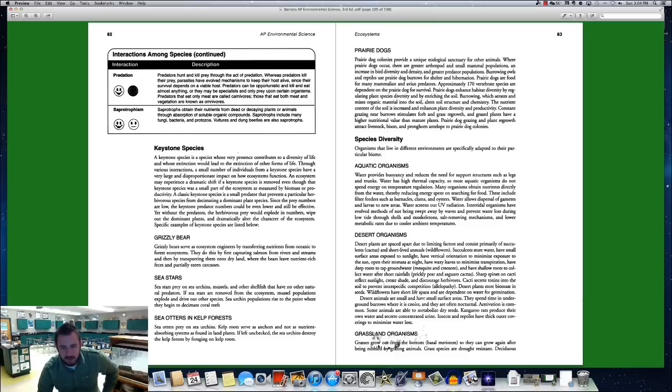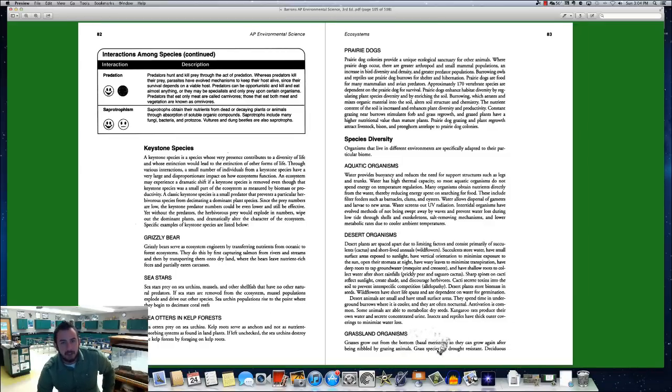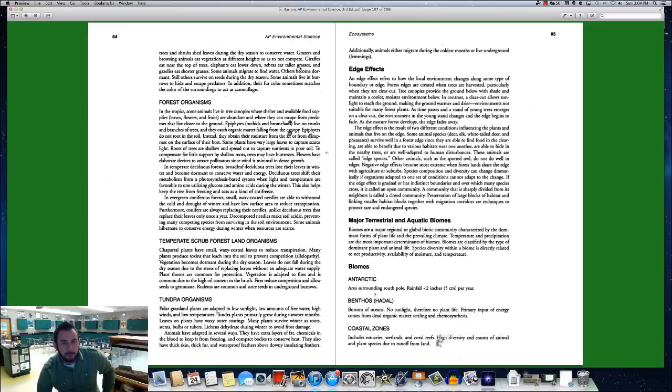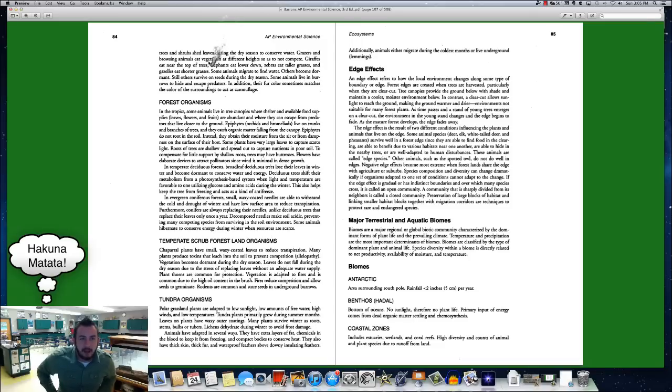Grassland organisms. Grasses grow out from the basal meristem at the bottom, so they can keep growing again after being nibbled by grazing animals. And then also grazers and browsing animals eat vegetation at different heights so as not to compete with each other, like giraffes eat near the tops of trees, elephants lower down, and zebras even lower than that at the tall grasses, and gazelles even eat the shorter grass. So they have adapted as far as serving their different niche and their food source within those grassland ecosystems.